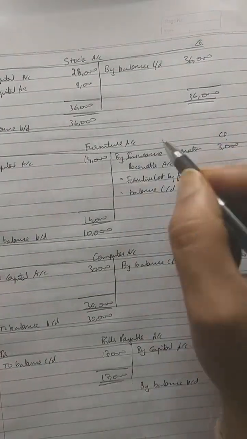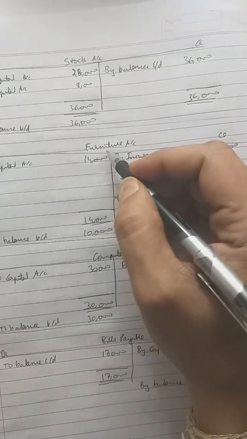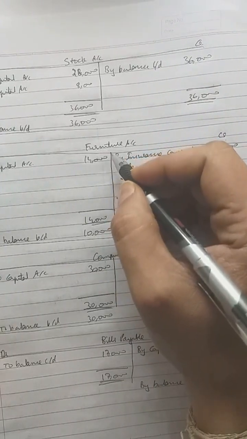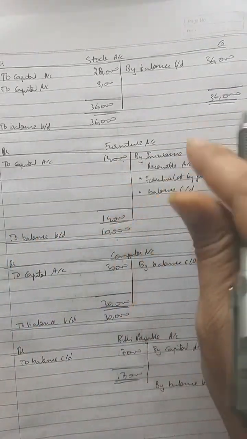Then furniture account. Now furniture was introduced as capital, and in the original journal entry, furniture account was debited, so come to furniture account, come to debit side and write the name opposite to it, to capital account 14,000.